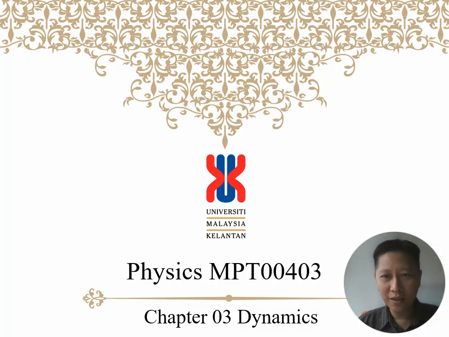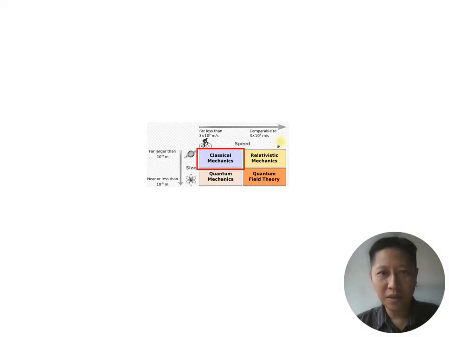Hi students, today we're going to look at chapter 3, dynamics. We're still going to look under the same category of physics, classical mechanics. It means that the object that we observe and study is relatively large and the speed is relatively slow.